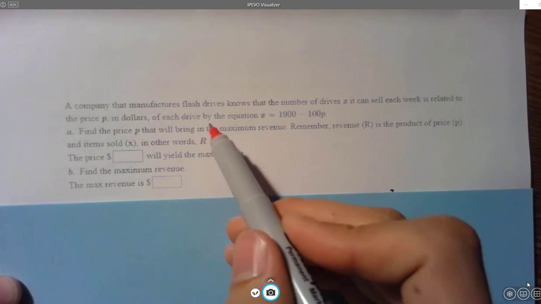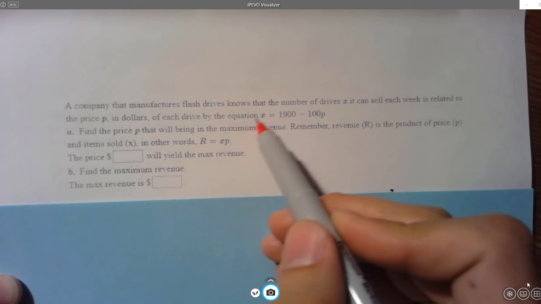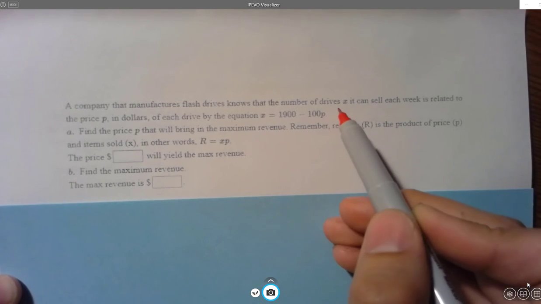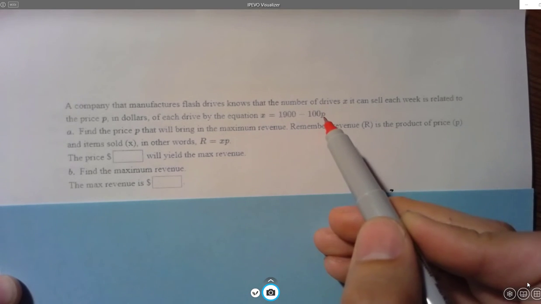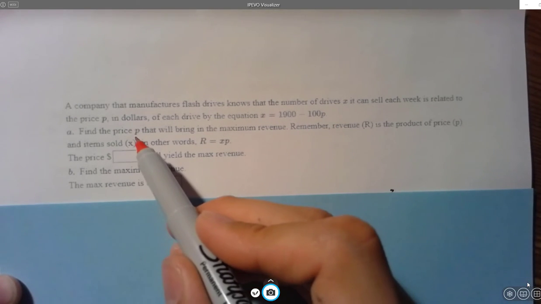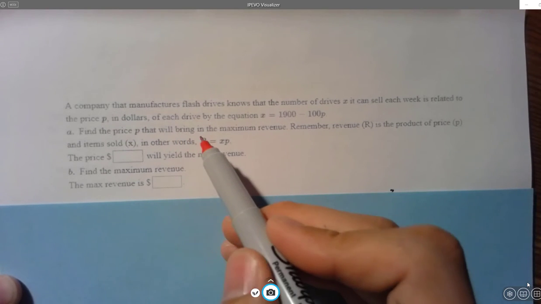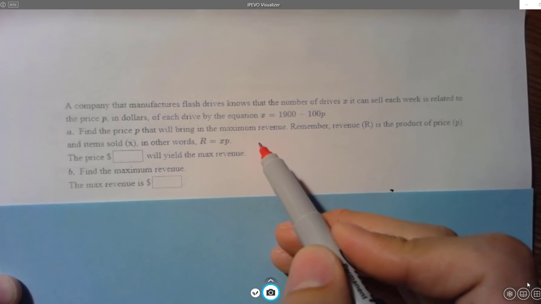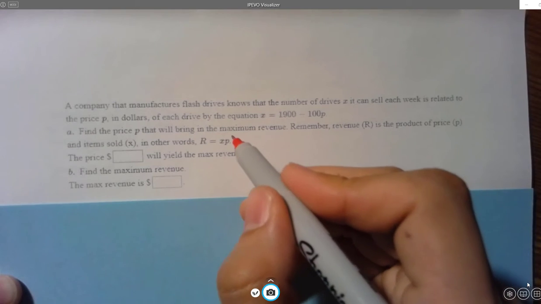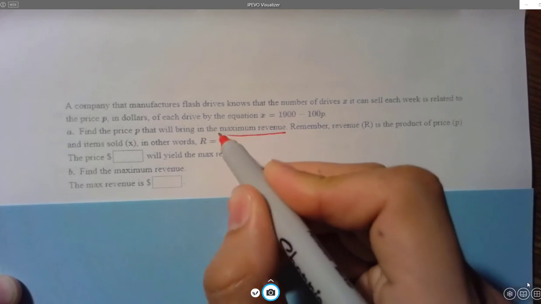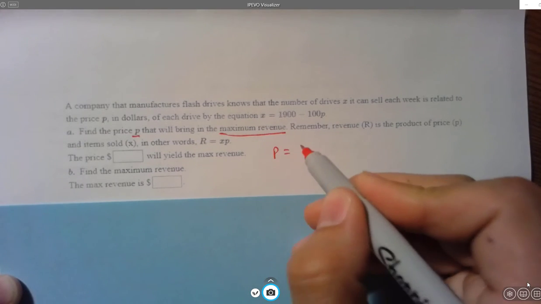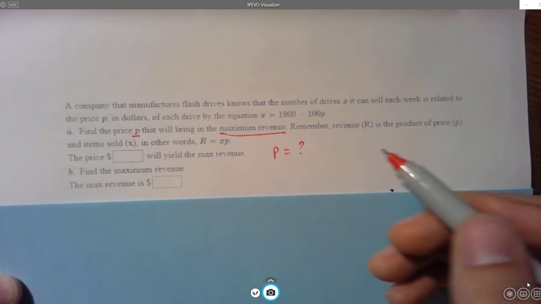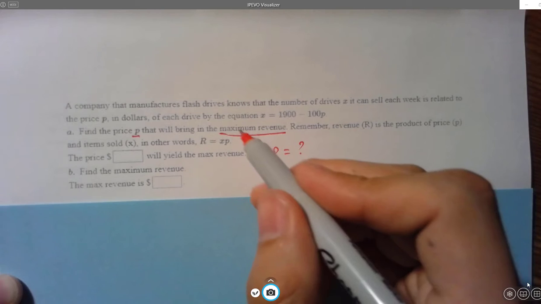So this is the equation for X. X is the number of drives sold, and P is the price. Find the price P that will bring in the maximum revenue. Okay, so you want to find P, right? That means you want to find P equals something, the price. What is the price that will maximize the revenue?